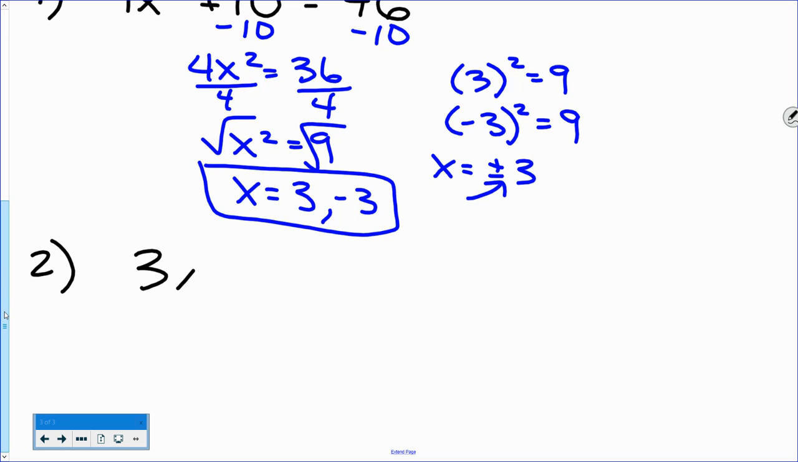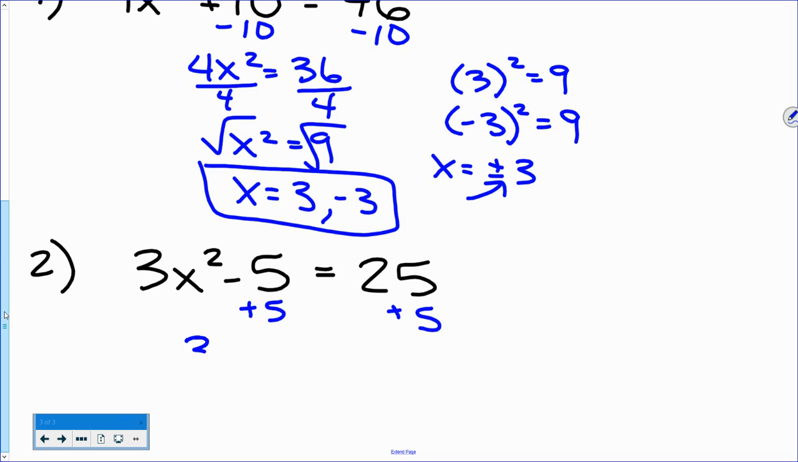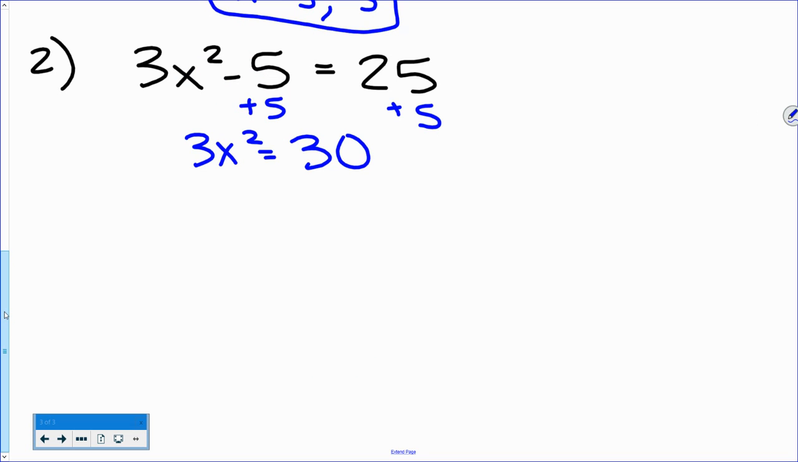So I've got 3x squared minus 5 equals 25. Same thing as before, I need to get my x squared all by itself. So I'll add 5. So 3x squared equals 30. Divide both sides by 3. So x squared would equal 10. Undo the squared, take the square root of both sides.